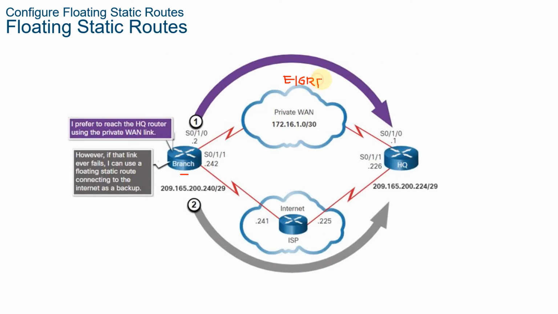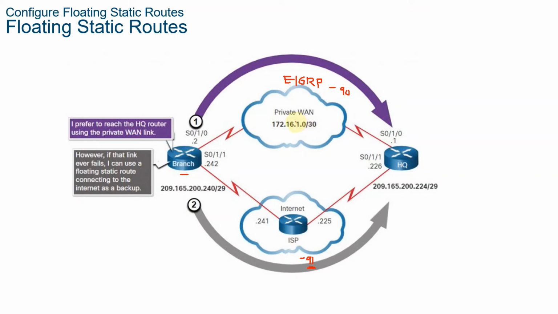So this is the primary link. Okay, so a floating static route with an administrative distance of 91. So if this uses 90, and we are going to assign here, for instance, the administrative distance of 91, whenever this private one fails, therefore the connection to the internet having the administrative distance of 91 will become active.